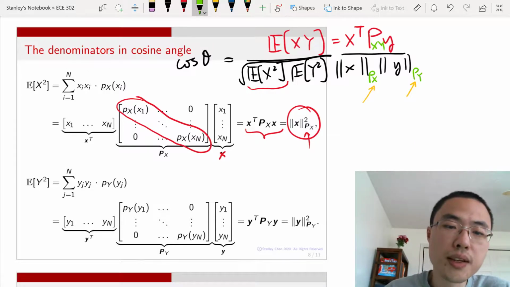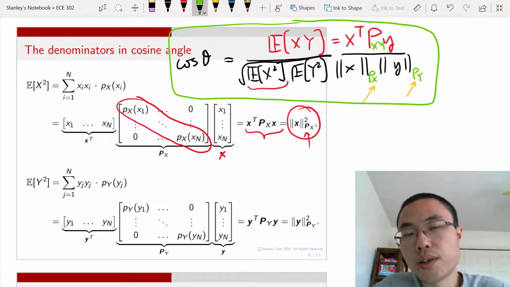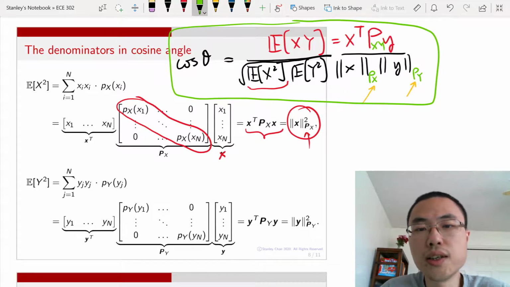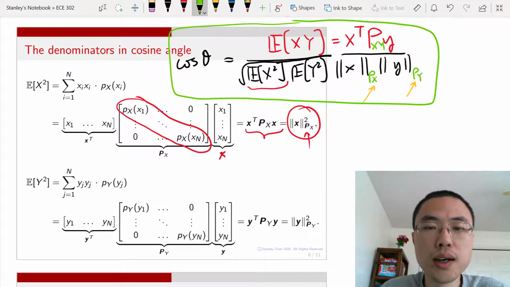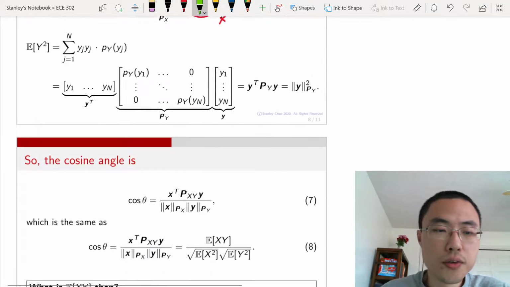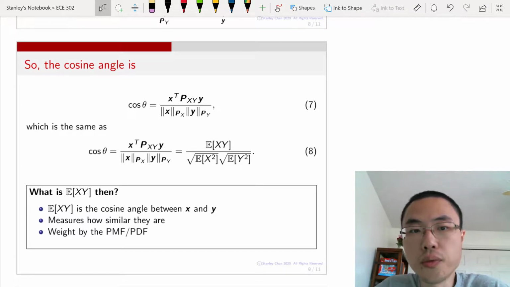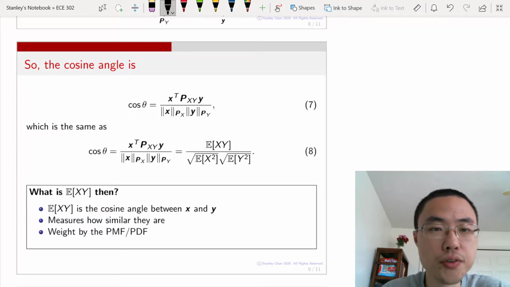So the bottom line message of this calculation is really to convince you that the correlation, which is defined as the expectation between x and y, is forming the numerator of this cosine angle. You need to do the normalization. The normalization would be the individual norms of x and y. Okay, and so this slide will summarize what we have seen so far.